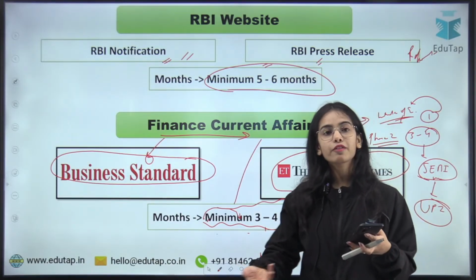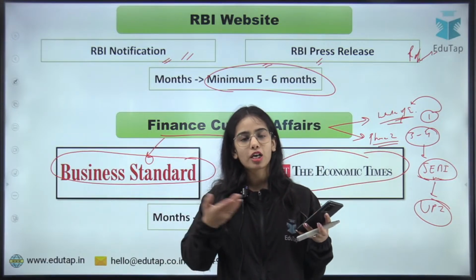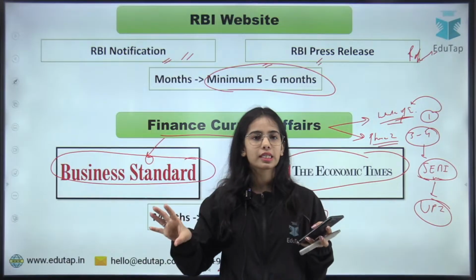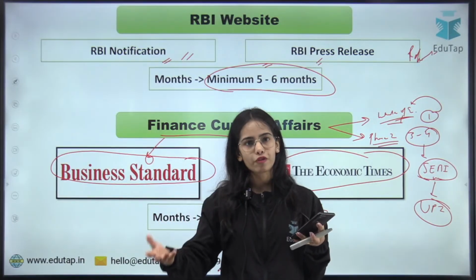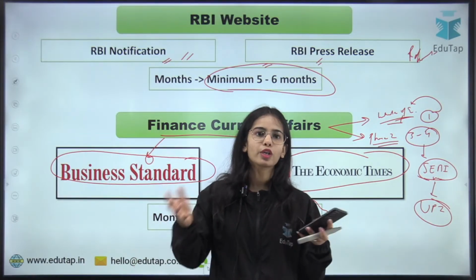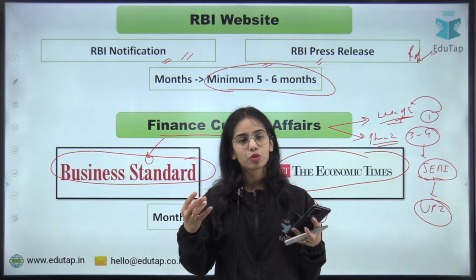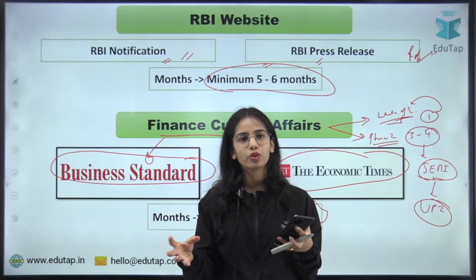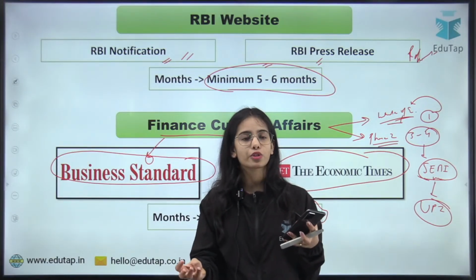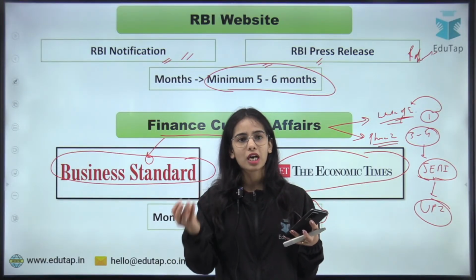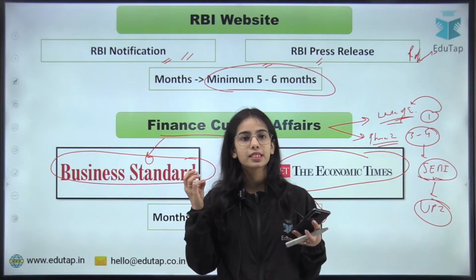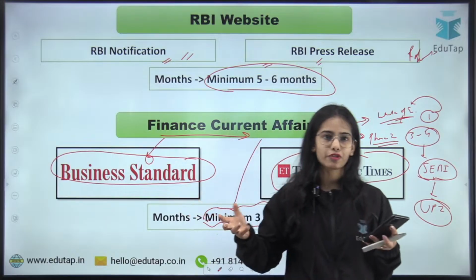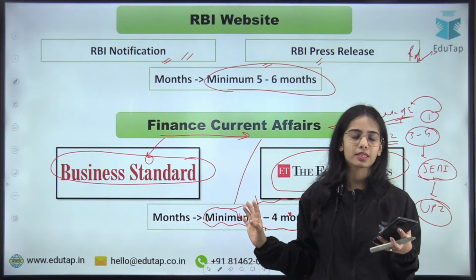I will suggest that you can start from March, or from April, but let's say you have not studied the previous sessions, so at least start from April. Then you can go back to March if you find the time. First start from April: schemes, reports, not only RBI notifications, but schemes and reports are also very important. So schemes, reports, RBI notifications, RBI press releases, the current affairs. For ESI current affairs and finance current affairs, 3 to 4 months is enough.